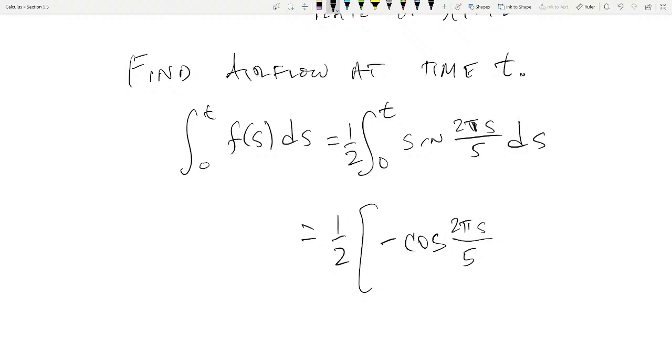Okay, so that would be the antiderivative, but if we took the derivative of this, we'd get an extra 2 pi over 5 out, right? When we took the derivative, we'd use the chain rule, but then we don't want that, so I'm going to put a 5 over 2 pi as a preemptive strike. And then I'm going to evaluate that from 0 to t.